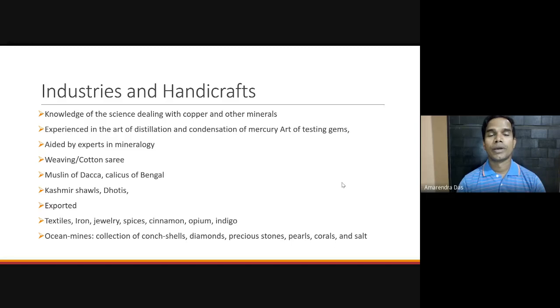And it is also believed that the mummies in Egypt were covered with the muslin of Dhaka. Similarly, India had Kashmir shawls, dhotis, and different varieties of textile industry, and this used to be exported also. We also had iron, jewelry, and spices, and we even had ocean mines where we collected conch shells, diamonds, precious stones, pearls, corals, and salt. So the handicraft industry was also flourishing in this country.